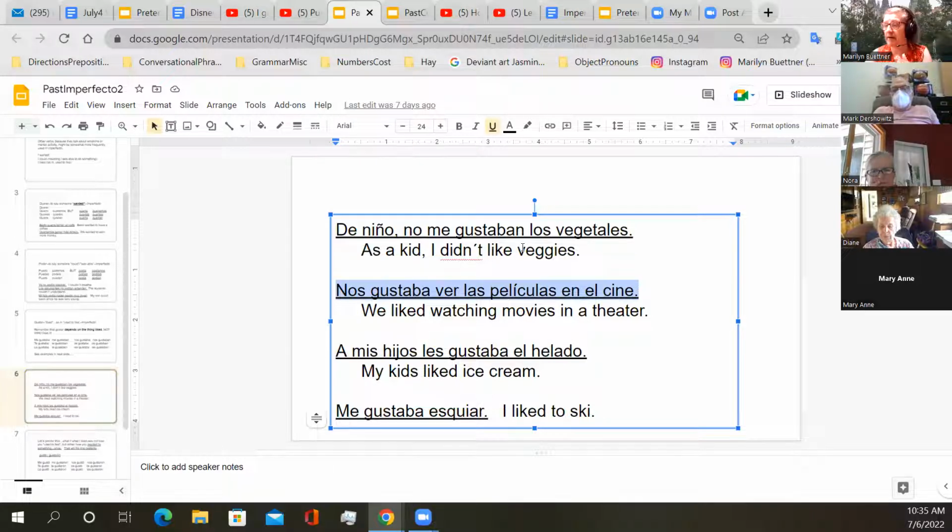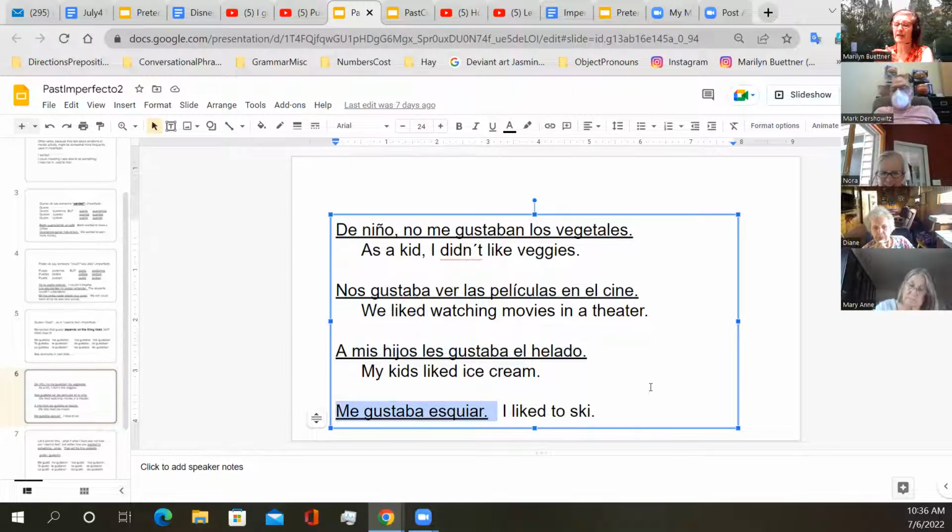Okay. Nos gustaba ver. And gustaba is singular because it is paired up with ver, an activity. When we say somebody liked doing something, we use an infinitivo, ver in this case, it's got to be gustaba, singular, right? Not we liked movies, but we liked watching movies. So the watching, the ver, is what makes gustaba singular. Nos gustaba ver las películas en el cine, ok? A mis hijos les gustaba el helado. My kids liked ice cream. A lot. Not just after that one plate that somebody ate, but a lot. They used to like that. A mis hijos les gustaba el helado.